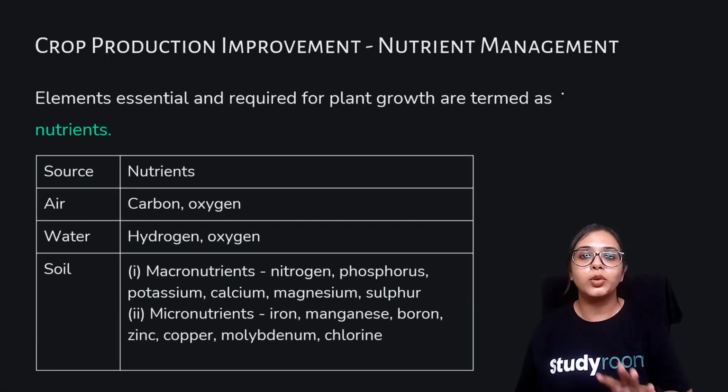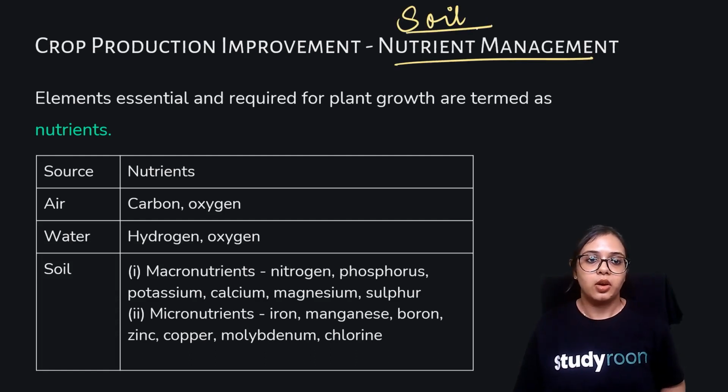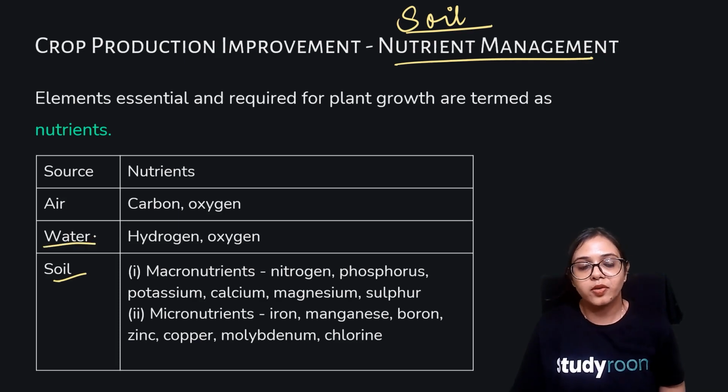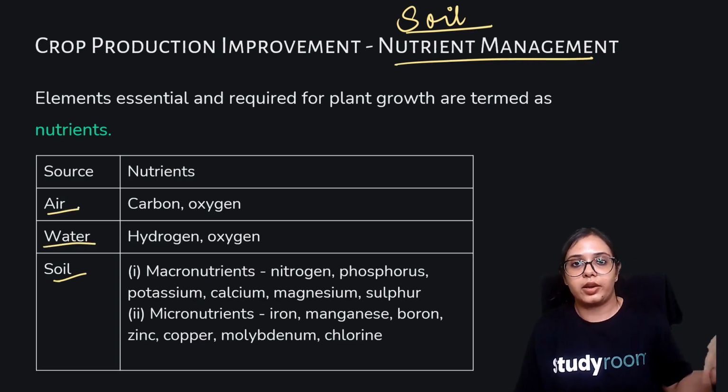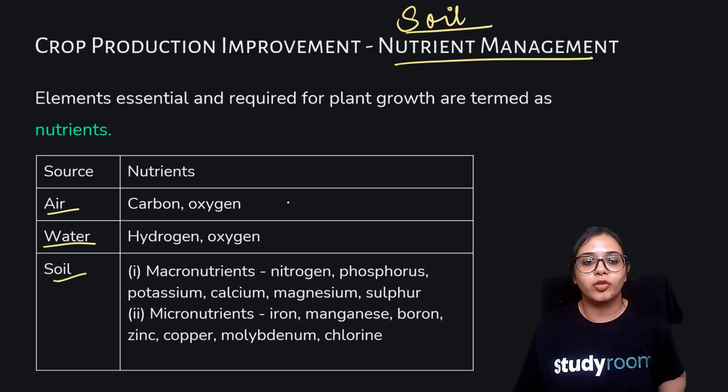Now, let's talk about nutrient management, the first category, about the soil: what important nutrients we are getting from the soil. The plants definitely get nutrients from soil, but apart from soil, like I told you, irrigation is important. So water is important, and definitely air, because they're getting carbon dioxide from air. Plants get carbon and oxygen from air. They get hydrogen and oxygen from water.